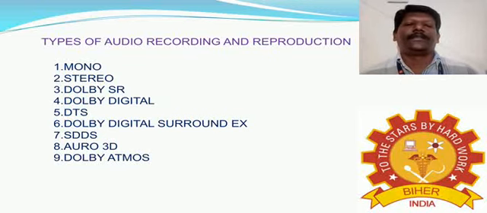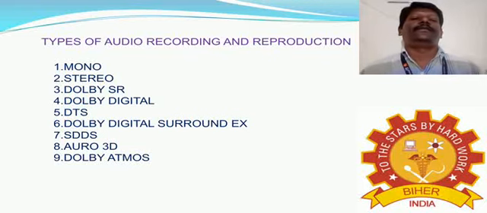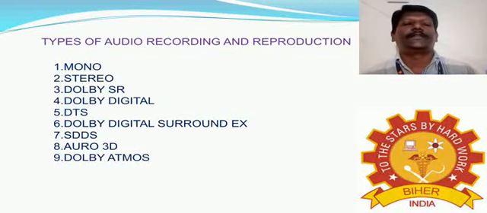Then Aero 3D, it's an 11.1 format. It has 3 layers: lower layer, middle layer and top layer. So it has totally 12 tracks. Then Dolby Atmos. It has totally 128 tracks. So we can discuss one by one.